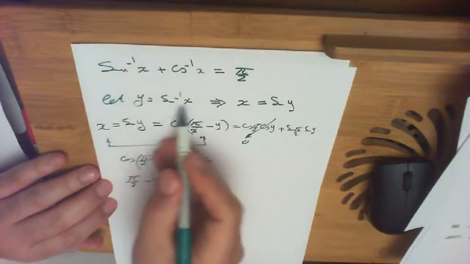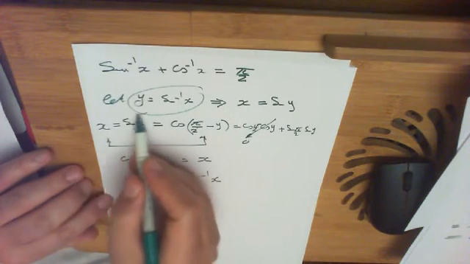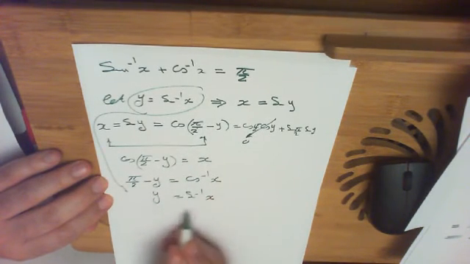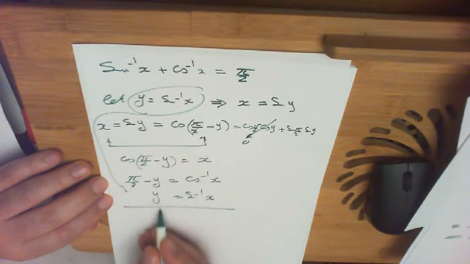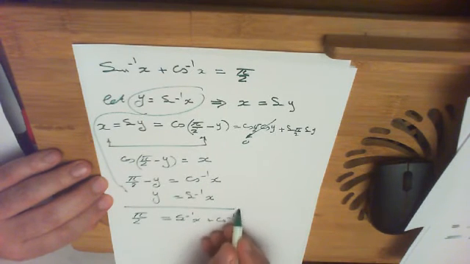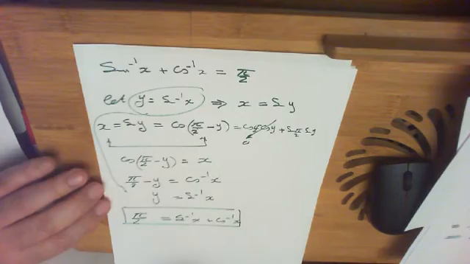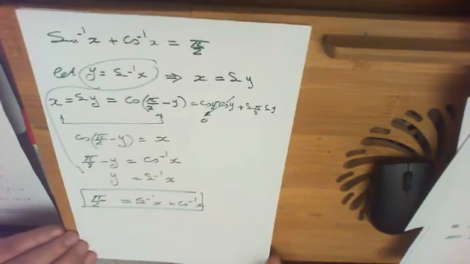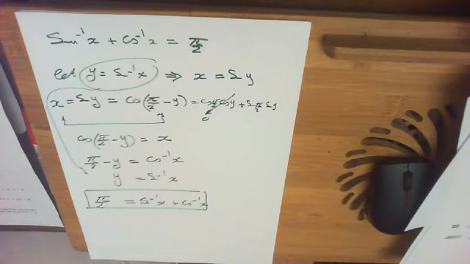So pi by 2 minus y equals cosine minus 1 x. But we have here in our assumption y equals sine minus 1 x. Add: pi by 2 equals sine minus 1 x plus cosine minus 1 x. Piece of cake. As I told you, if you are not acquainted with the trigonometric relations, trigonometric functions, you will suffer from this. Otherwise, it will be very, very easy for you.